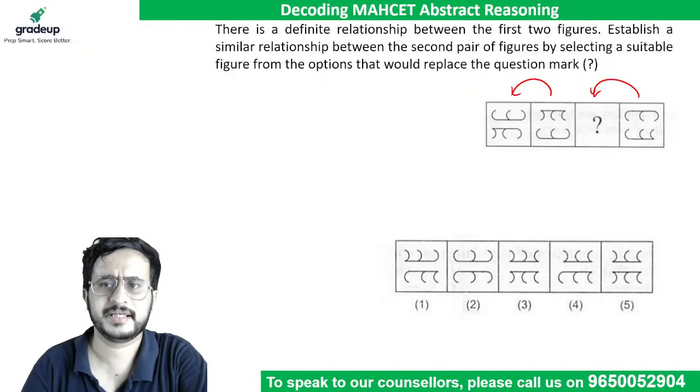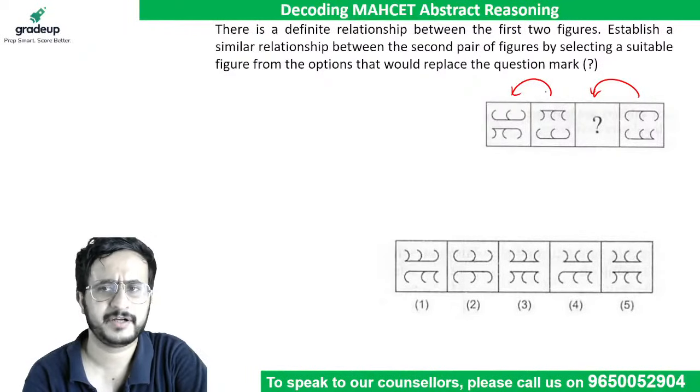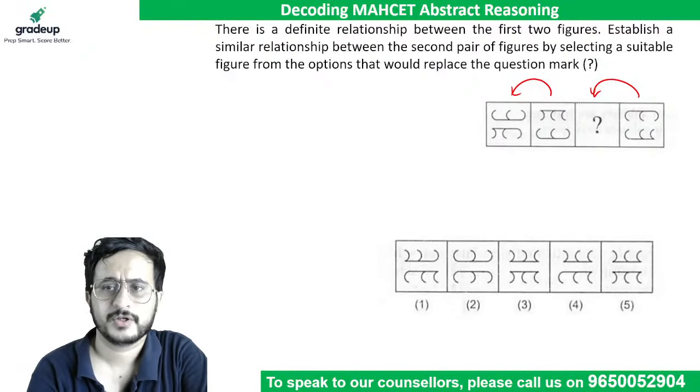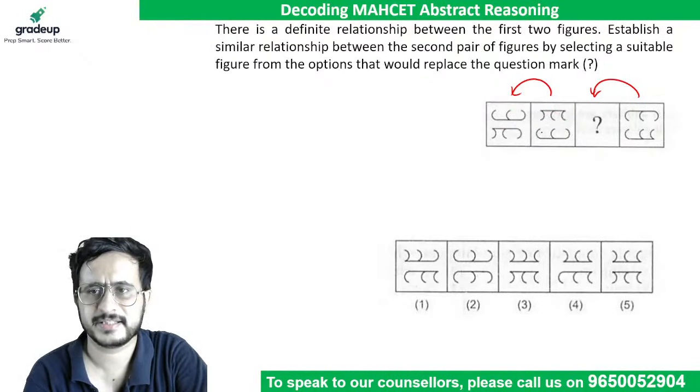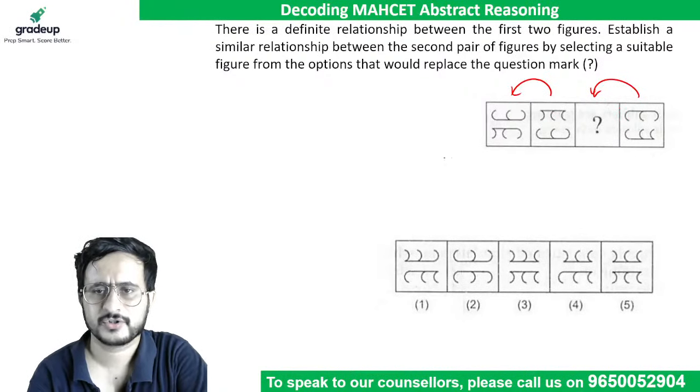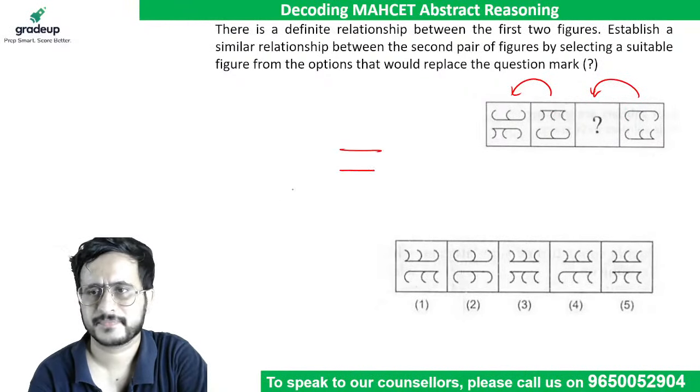Now see what is happening from right to left and apply the same here. So if we see this, first of all, these lines were extreme towards the outside, they have to be inside. So obviously these lines will be inside.